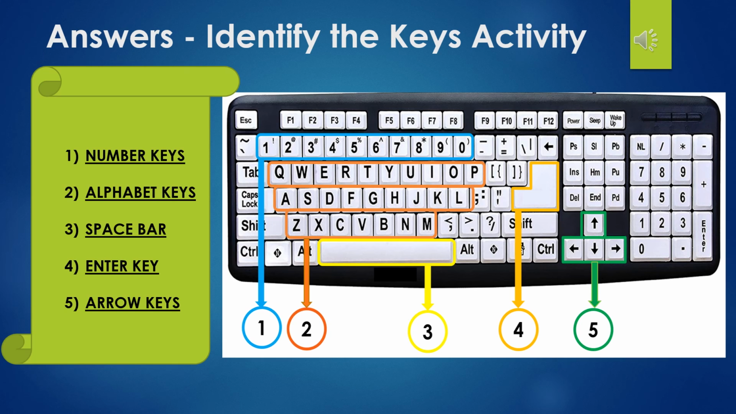So we have the first set of keys, which is in blue color. Those are the number keys. We then have the alphabet keys, which are highlighted in orange color. We then have the space bar, which is highlighted in yellow color. We then have the enter key, which has been highlighted in golden yellow. And finally we have the arrow keys, which are highlighted in green color.